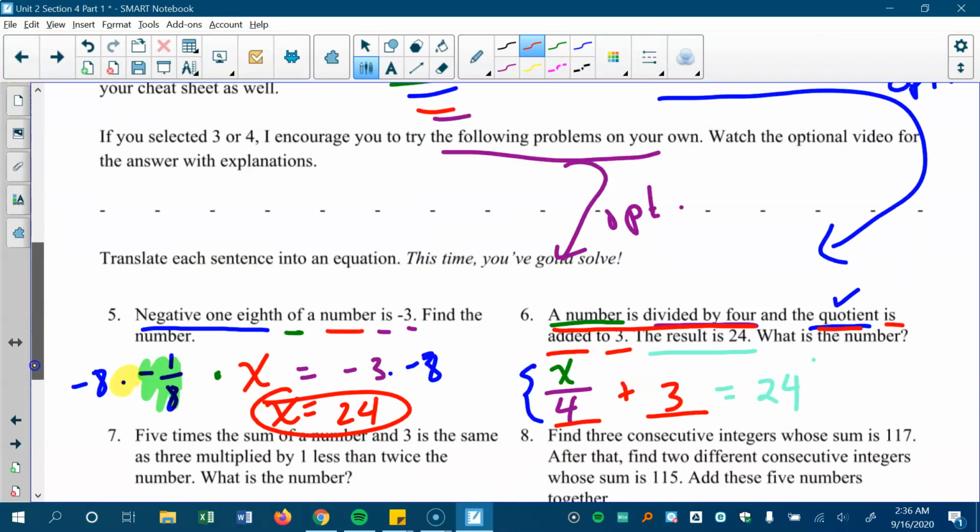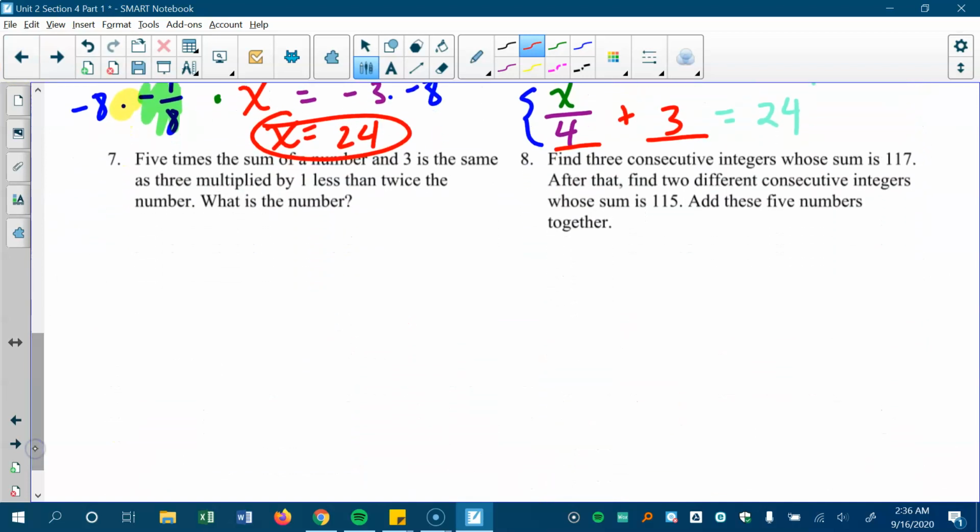It says 5 times the sum of a number. Oh, I love the sum terms, because when I see the word sum, that means I am adding two things. Now it says 5 times. Okay, let's go with 5 times here. Now it says the sum of a number and 3. Well, the number here is x, and 3. These are the two things that we're adding.